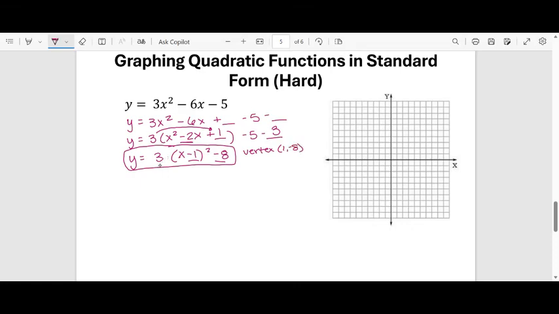And my coefficient is going to be 3. So I will have x squared and 3x squared. So I'll go 1, 2, 3, and 4, then 1, 4, 9, and 16. And then I'll do 3, 12, 27, and 48. I no longer need that middle column. Once I have this set up, I can start at 1, negative 8, go left and right 1, up 3. Left and right 2, up 12. And I will have my graph.